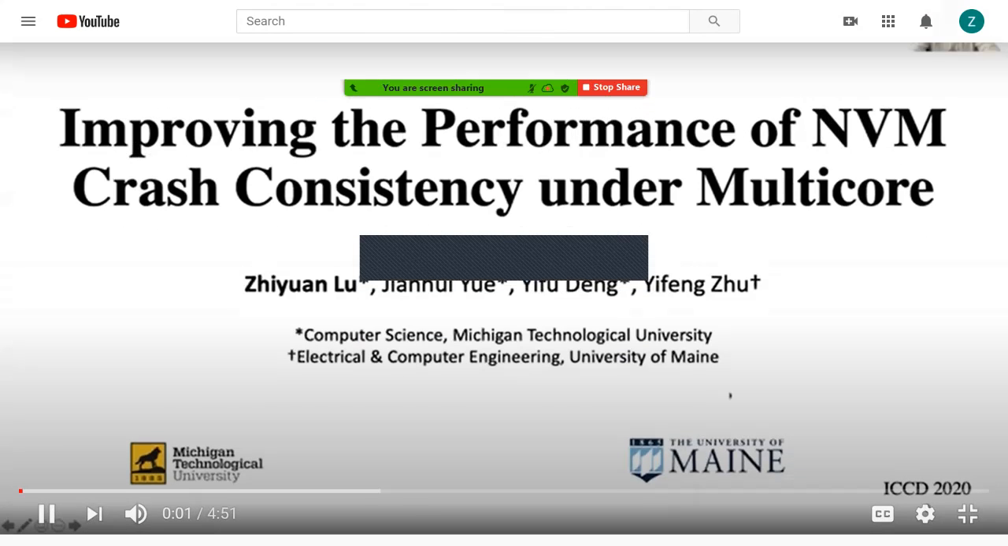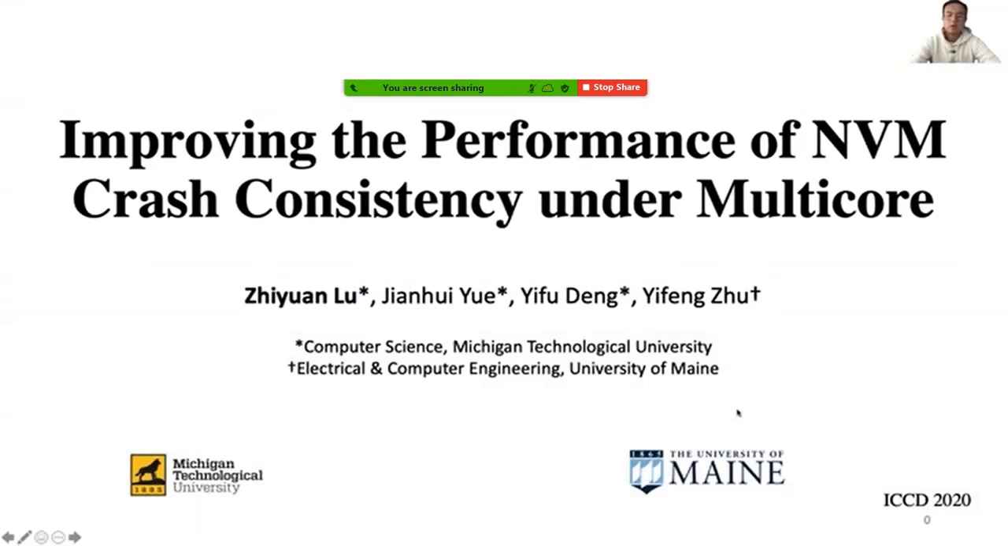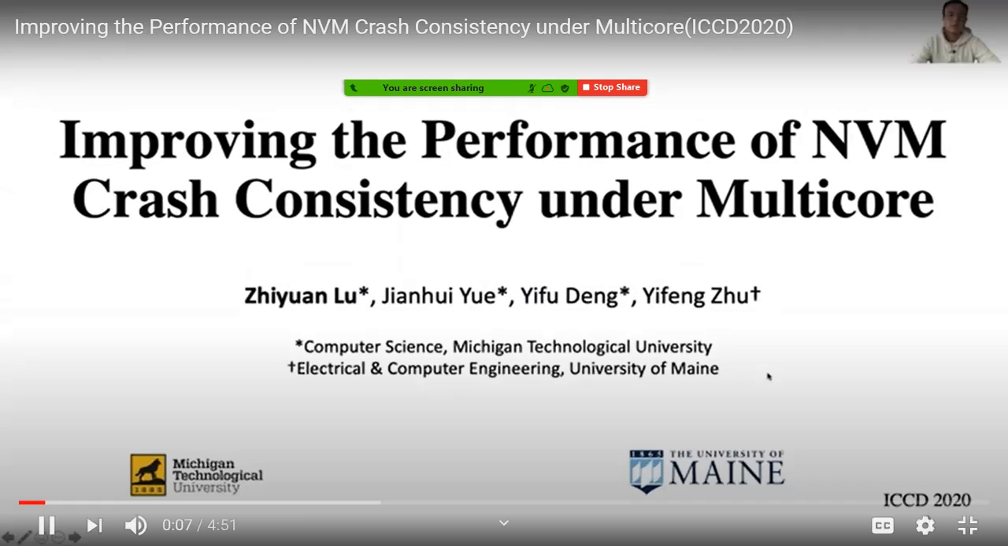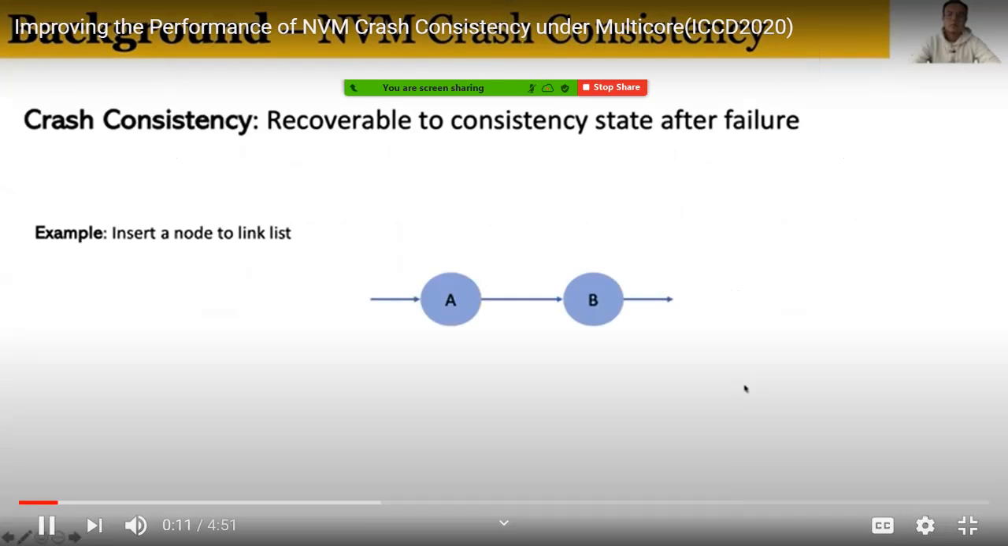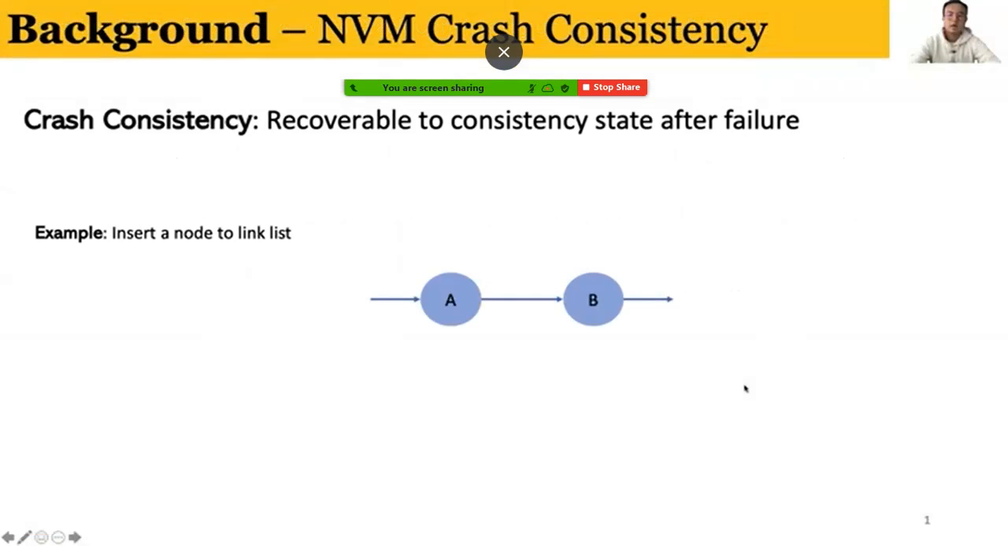Hello everyone, I'm Zhiyuan Lu. Now I'm going to introduce our work, improving the performance of NVM crash consistency under multi-core. The first is the background, including NVM crash consistency, ADR, and LAD. The main issue in NVM systems is to keep crash consistency, which means that the system is recoverable to a consistent state after failure, like power loss.